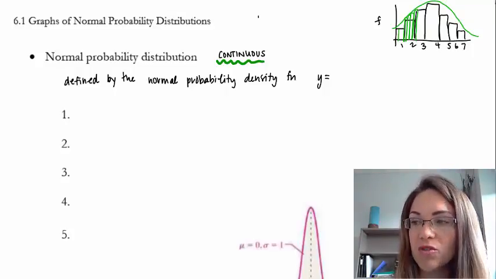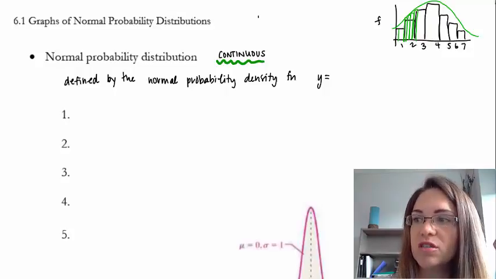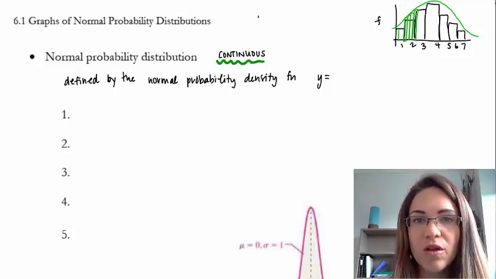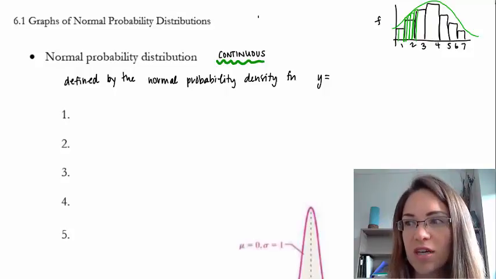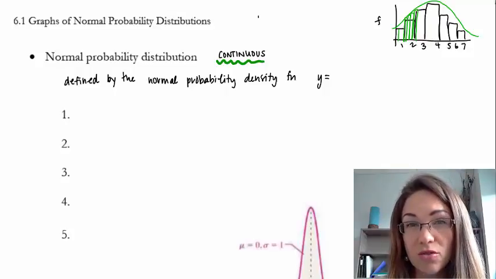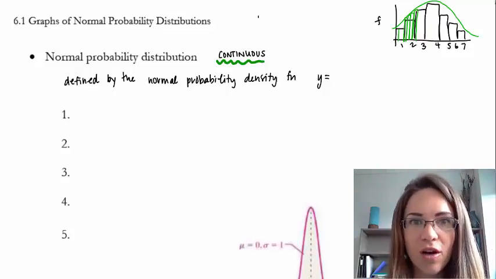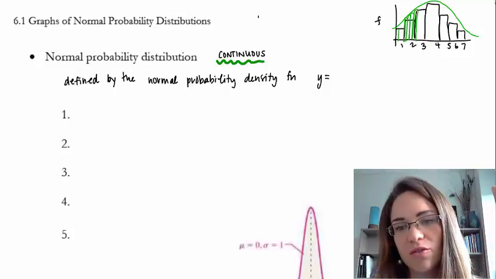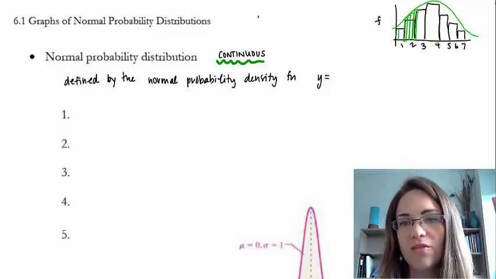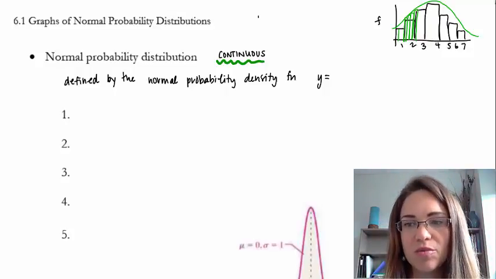And from chapter 2, when we describe shapes of distributions, you can see that this one is normal, or bell-shaped, or symmetric. And so that's what we'll be studying in this chapter, compared to chapter 5, where everything was discrete. So you had 1 car in your driveway, or 2 cars, or 3 cars in your driveway. Now we have a continuous distribution.